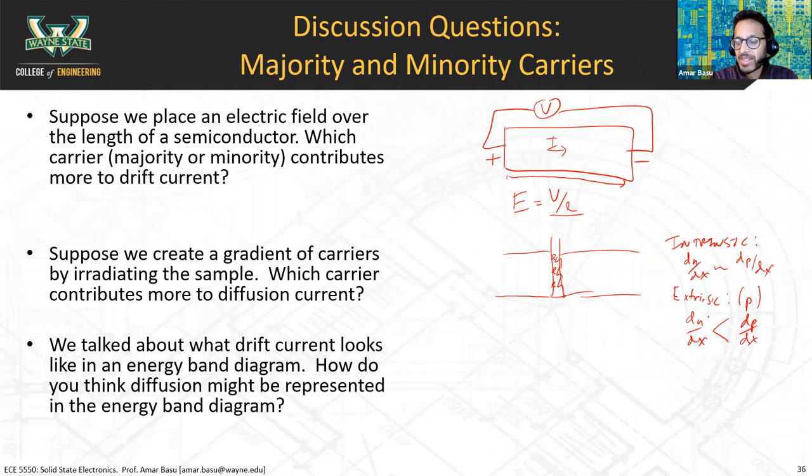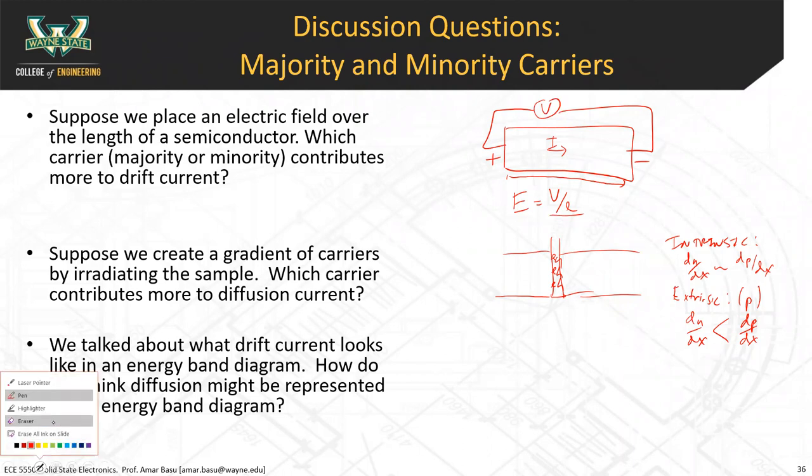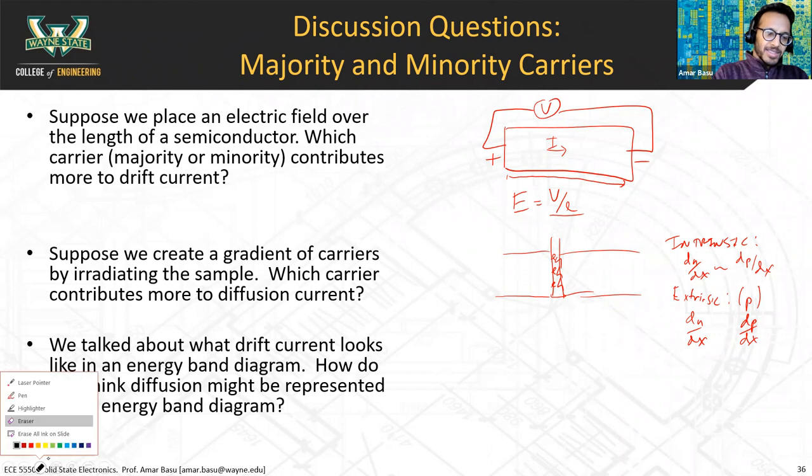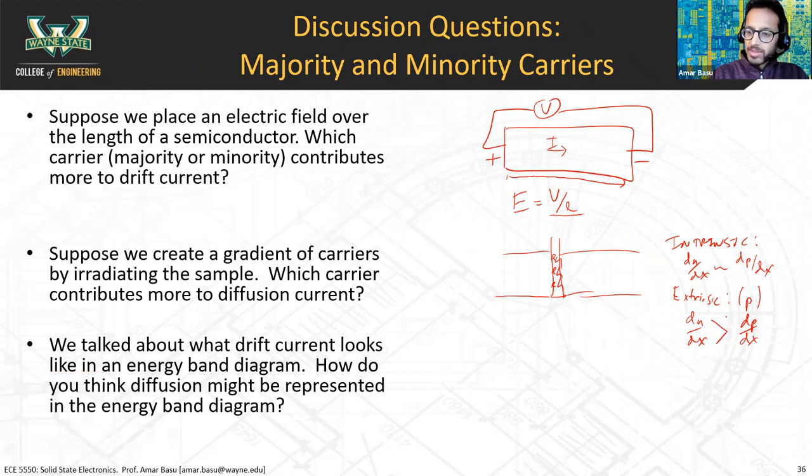Okay, so I think that's kind of an interesting result there. So which carrier contributes more to the diffusion current? In the case of a p-type, the dp/dx is greater than the, I'm sorry, did I get that right? The gradient would be dn/dx. It's the other way around. dn/dx is larger in the case of a p-type semiconductor. So the minority carrier is actually going to end up having more diffusion current, which I think is kind of interesting. All right.